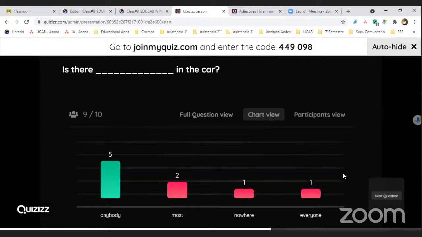Okay, so most of you answered anybody. So is there anybody in the car? Remember, even though it's the car, we are actually speaking about the people inside the car. The person is asking, is there anybody in the car? Okay, good.